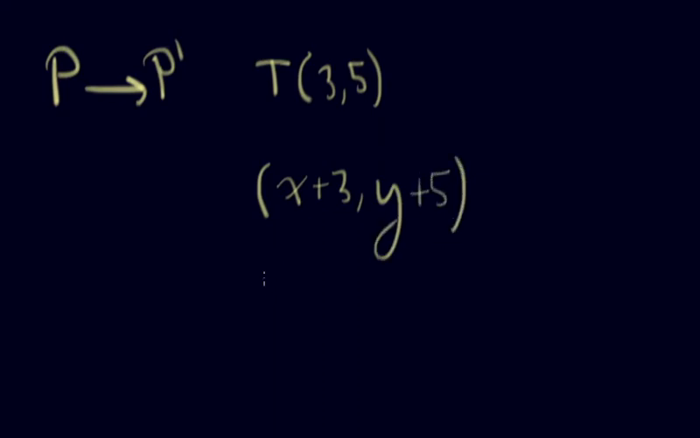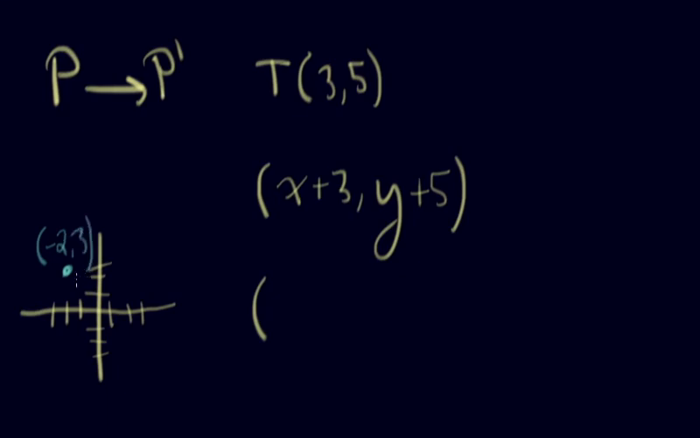So if one of the coordinates was, let's say we started off with a point right here. So 1, 2, 3, 1, 2, 3, 1, 2, 3, 1, 2, 3. And let's just say the point started at negative 2, negative 3. Oh sorry, negative 2, positive 3. Negative 2, positive 3. That's where it started. And we want to apply this translation rule.